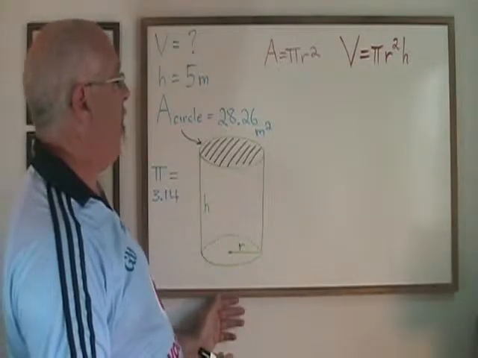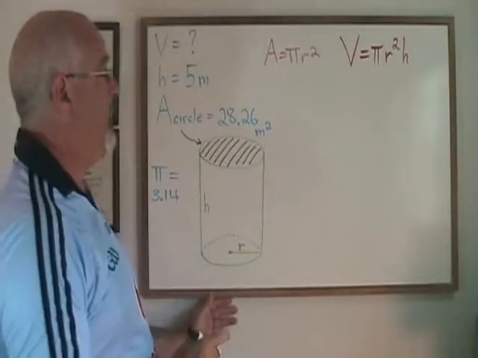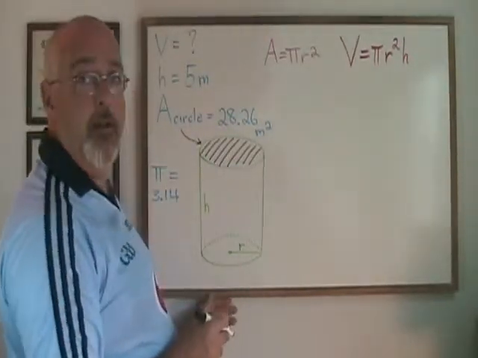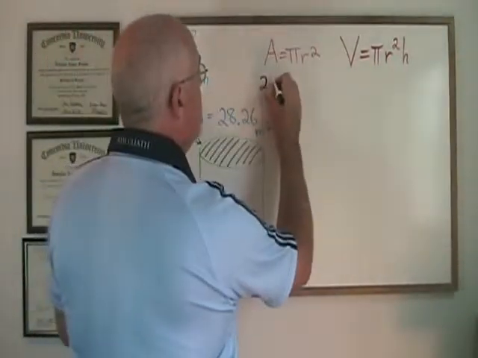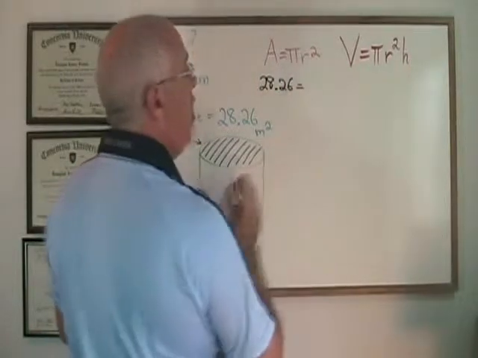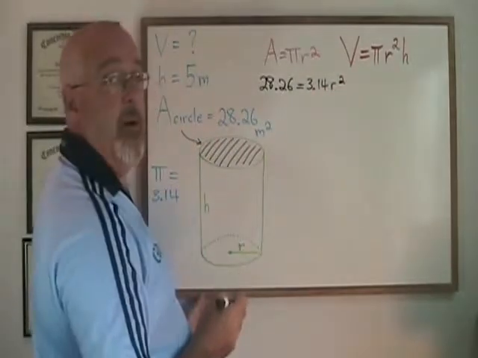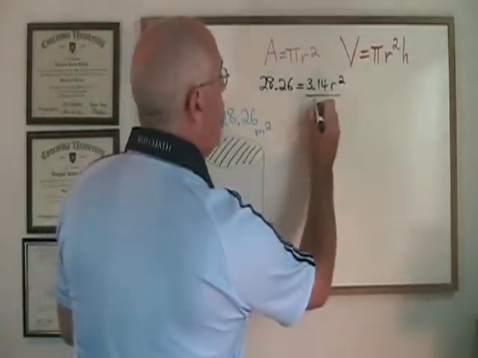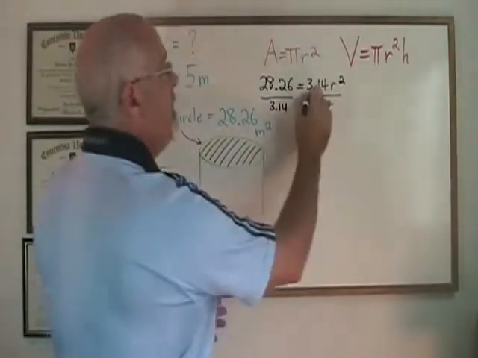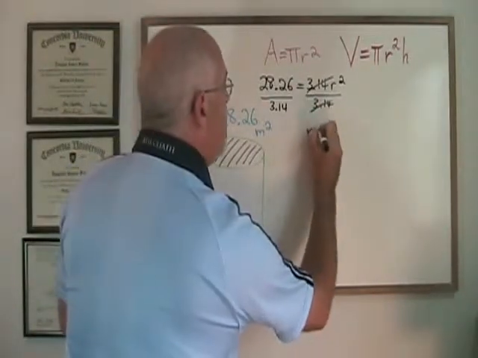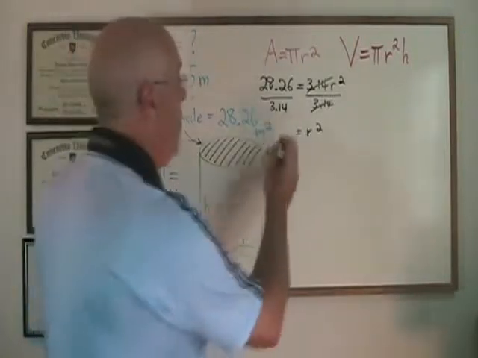We can find the radius of that circle by using the area of a circle formula, which is pi r squared. So let's plug our numbers into that formula and solve for r. The area is 28.26. Pi is 3.14. And r squared is our unknown. Dividing both sides by 3.14, these cancel. R squared is isolated and is equal to 28.26 divided by 3.14, which is 9.